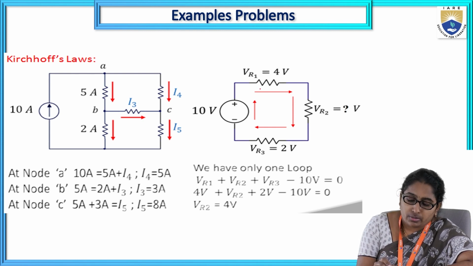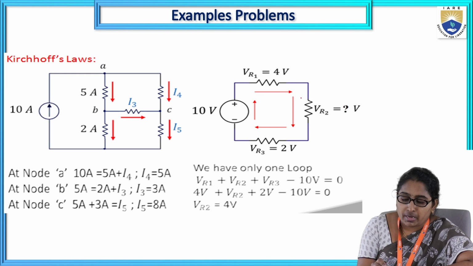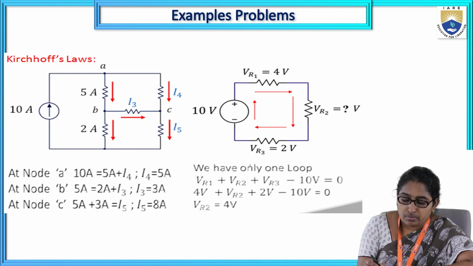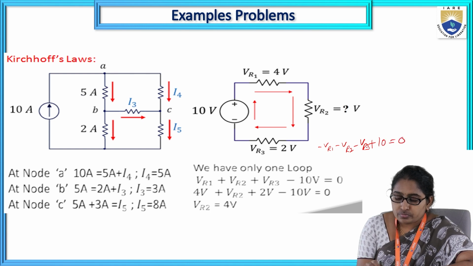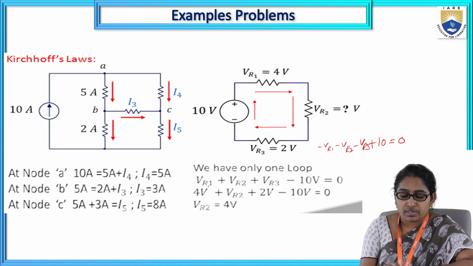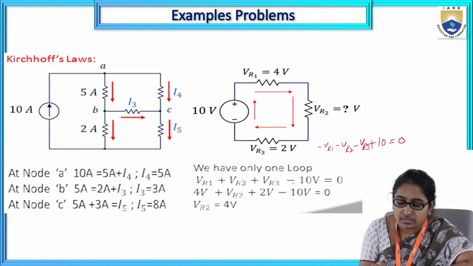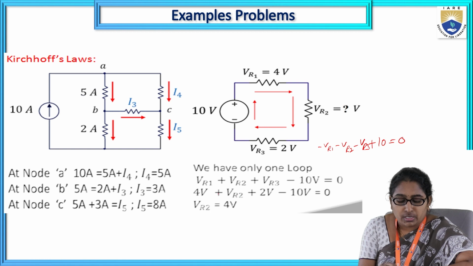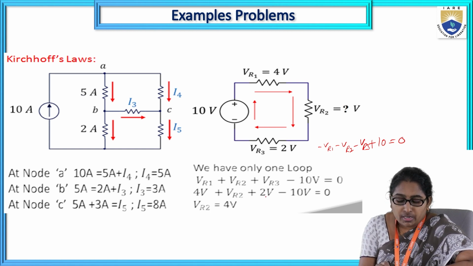So minus VR1, minus VR2, minus VR3 plus 10 equal to 0. It's written the other way here, but exactly, it is minus VR1, minus VR2, minus VR3 plus 10 equal to 0. This can also be written like this: if you multiply the whole equation by minus, VR1 plus VR2 plus VR3 minus 10 equal to 0. The only unknown here is VR2, so the remaining two, VR1 and VR3, are substituted. So we get the VR2 value as 4 volts.